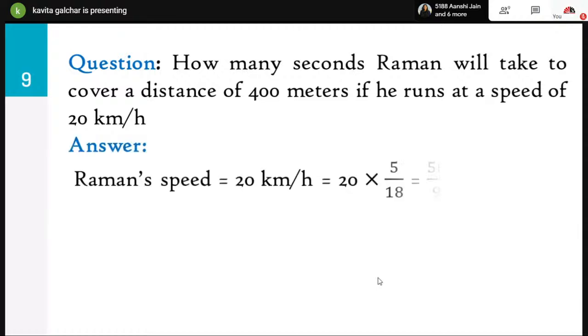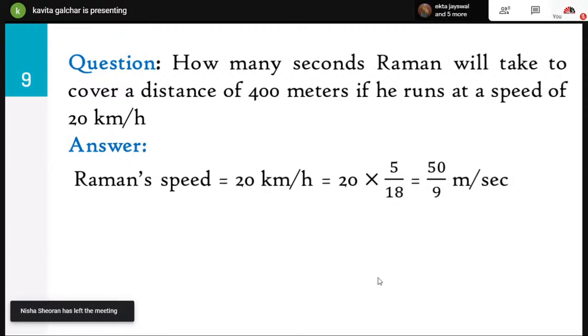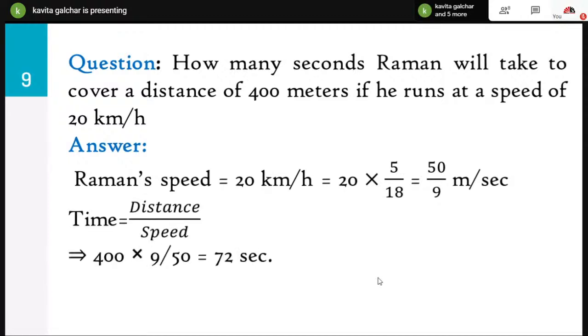See, Raman's speed is 20 kilometer per hour. Changing this unit into meter per second so that my speed unit and the distance unit will be the same. For that, I am multiplying 20 into 5 upon 18 so that I am getting the speed, that is 50 upon 9, but it is in meter per second. The formula for time is distance upon speed. By putting the values of distance, that is 400 meter, into 9 upon 50, I am getting 72 seconds. It means Raman will take 72 seconds to cover a distance of 400 meter if he runs at the speed of 20 kilometer per hour.